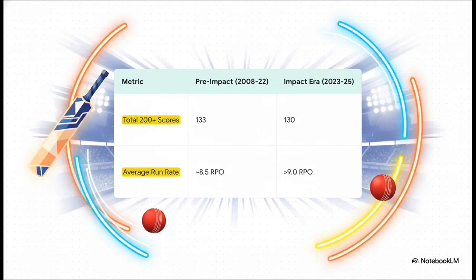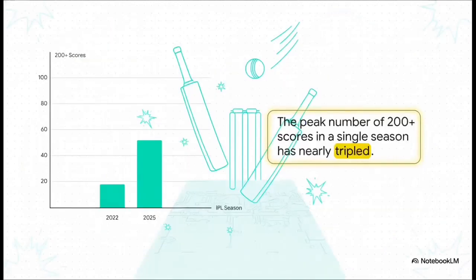And hey, if that table wasn't enough to convince you, just look at this bar chart. It is just ridiculous. In 2022, right before the rule came in, we had what was then a record 18 scores over 200 in a season. By 2025, the number exploded to 52. 52. It's almost triple.